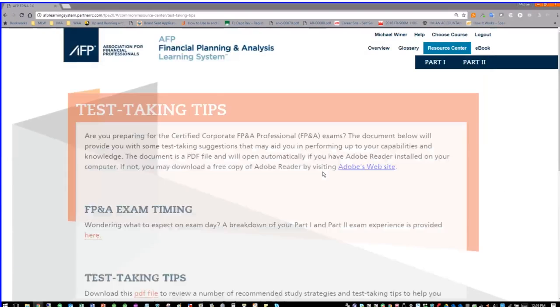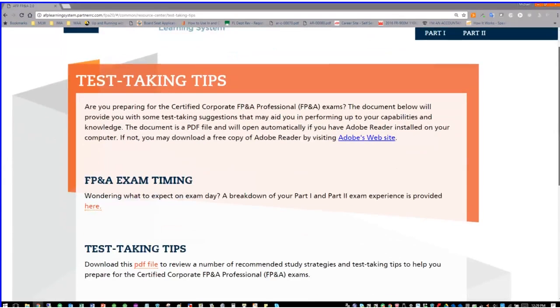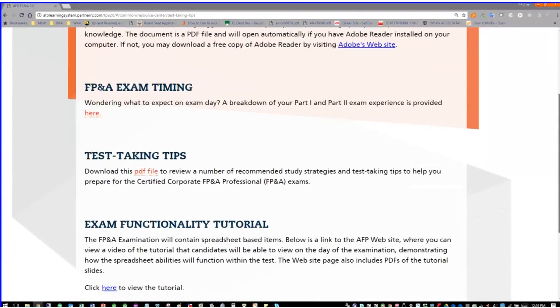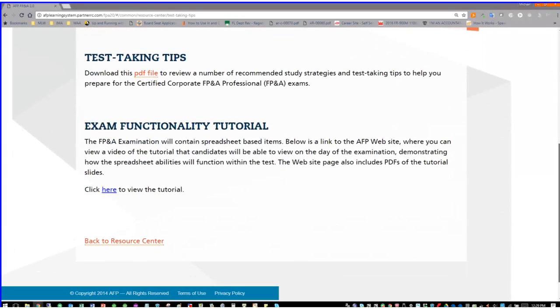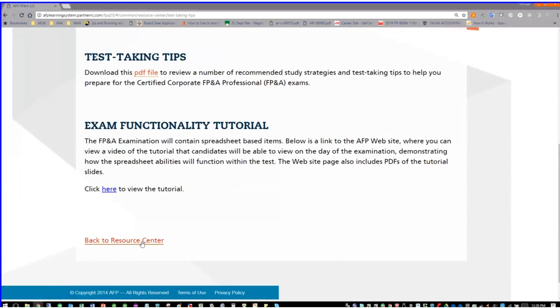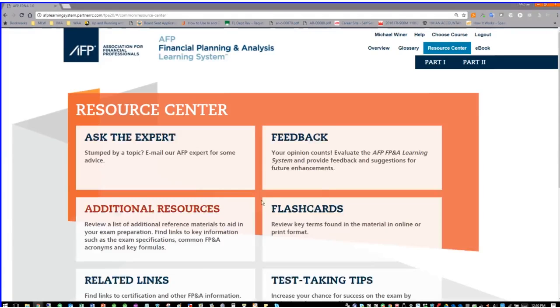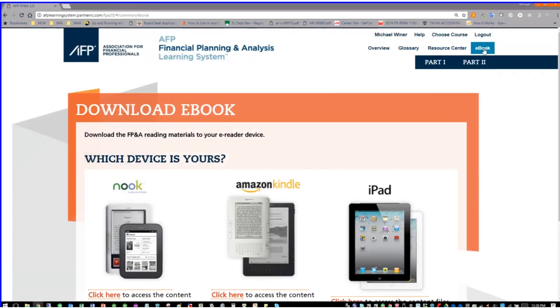I have my own list. Let's see what they've got here. Okay, so here they've got their suggestions as far as exam timing, test taking tips, and an exam functionality tutorial. Yeah, that's the same link as we saw before, so go ahead and make sure you do all of those. All right, so that's the Resource Center. There is an ebook here as well, for those of you who want to go ahead and download it if you haven't already.